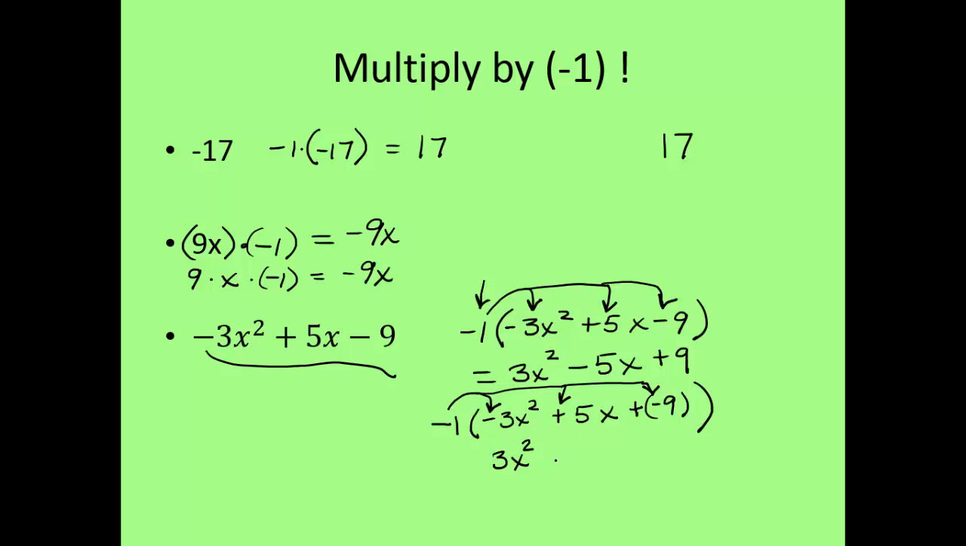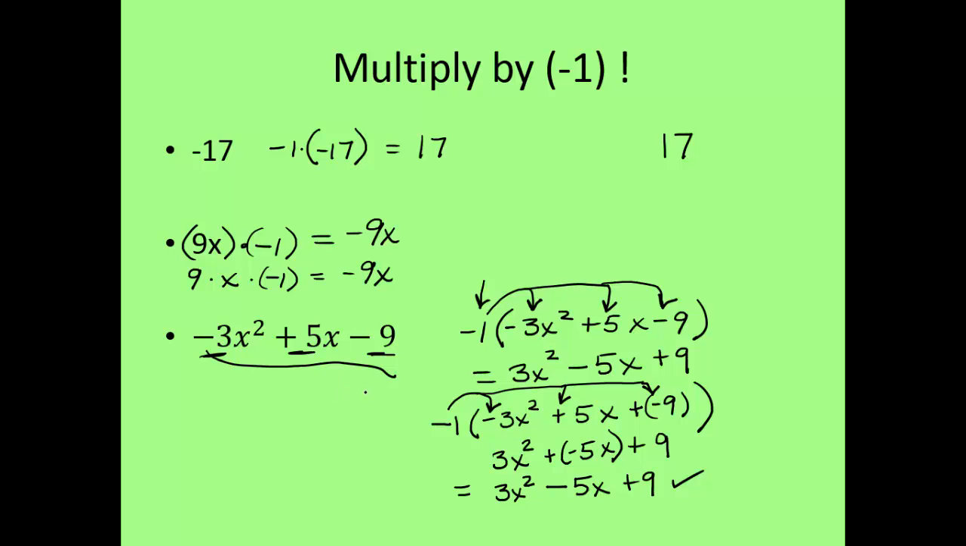-1 times that +5 is going to be plus -5x. And -1 times that -9 is +9. You can either leave your answer like that, or you can simplify it by changing that add -5 to subtract 5. There you go. That is the opposite of the given polynomial. Now, if you look back at the polynomial, you can see that the only differences are that the signs of all the coefficients have changed. But you do have to understand that subtracting a positive number is the same as adding a negative number.